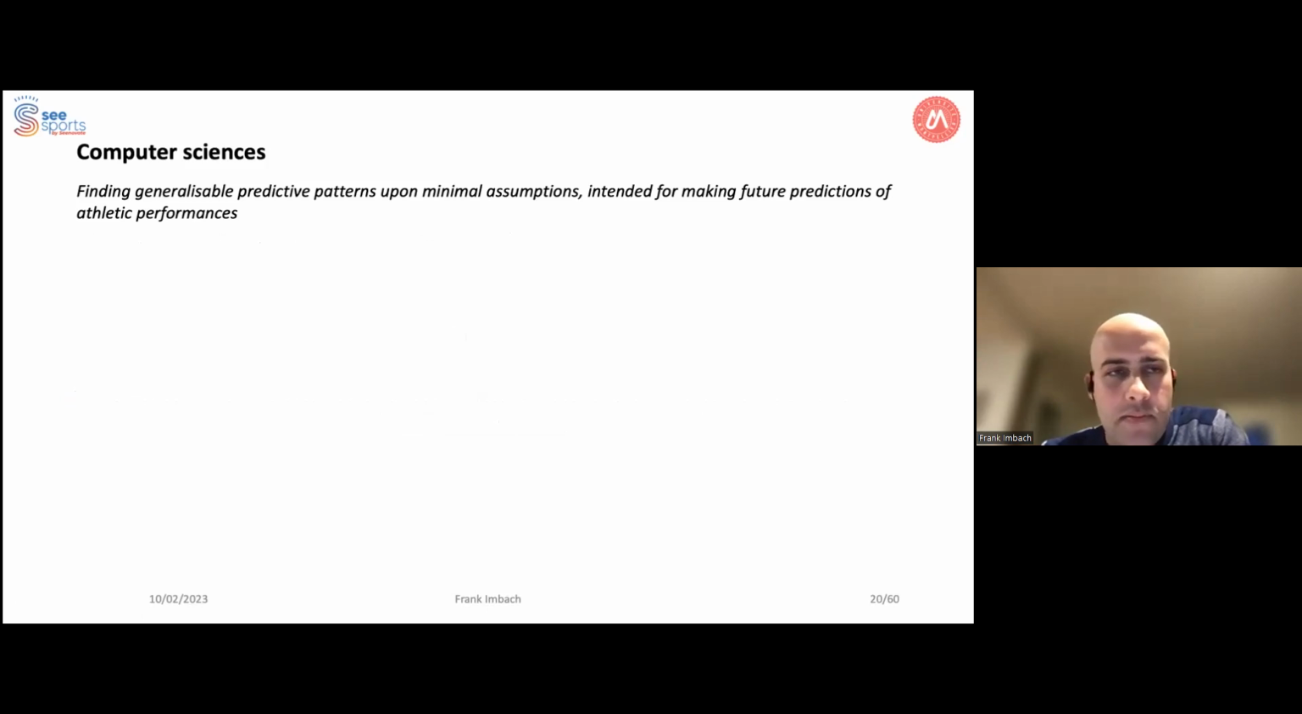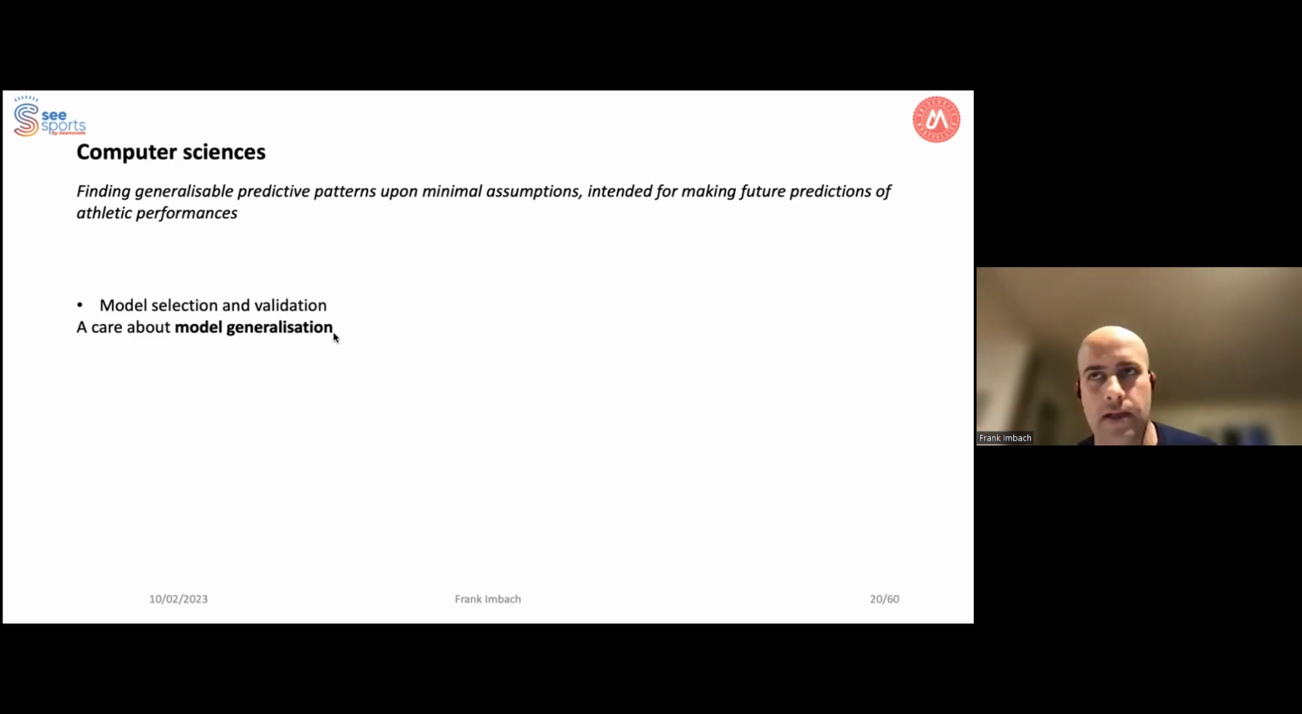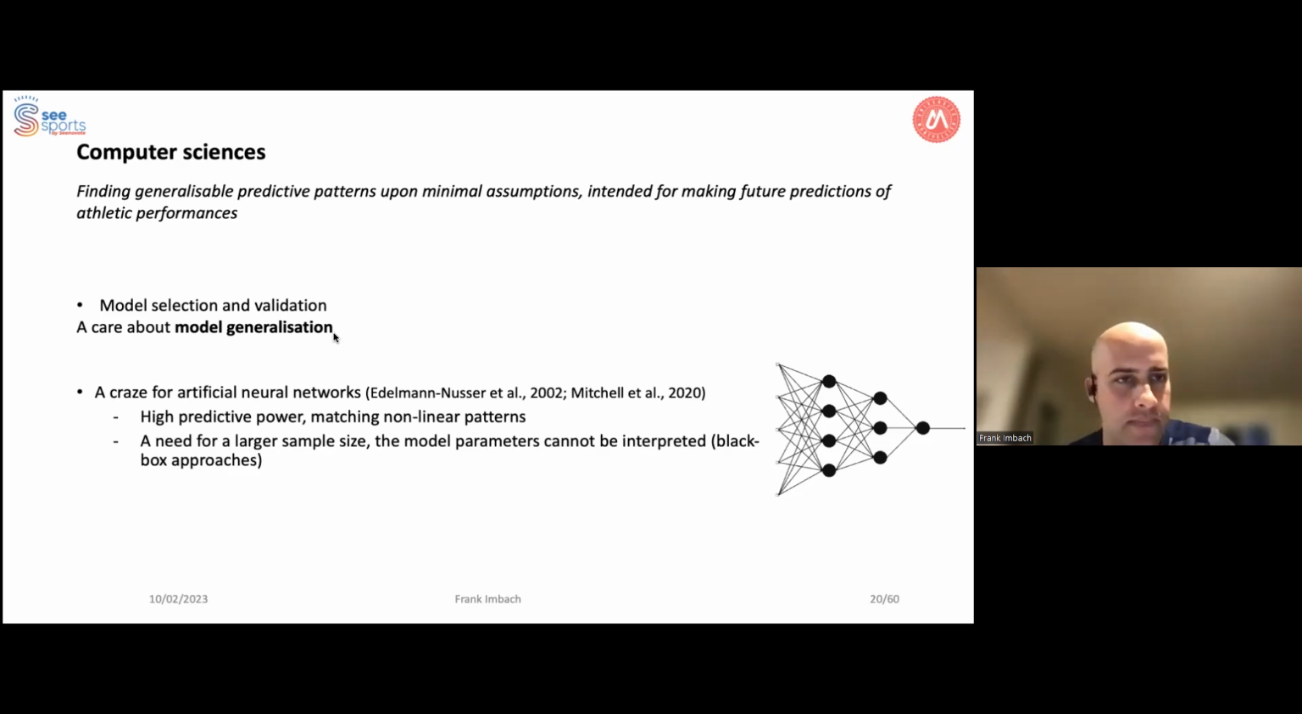And at the same time, a bit later, and nowadays, we have the computer sciences, which comes with finding generalized predictive patterns upon minimal assumptions in terms of statistics, intended for making future predictions of athletic performances. When I say generalizable, yes, we have a big care about model generalization. So a model which is able to predict accurately on training data, or known data, and unknown data. But we'll see that a bit later.